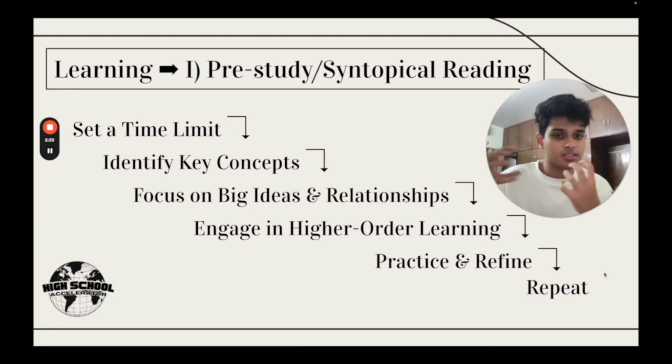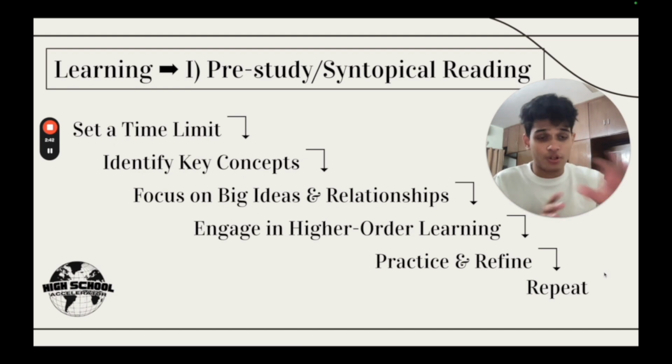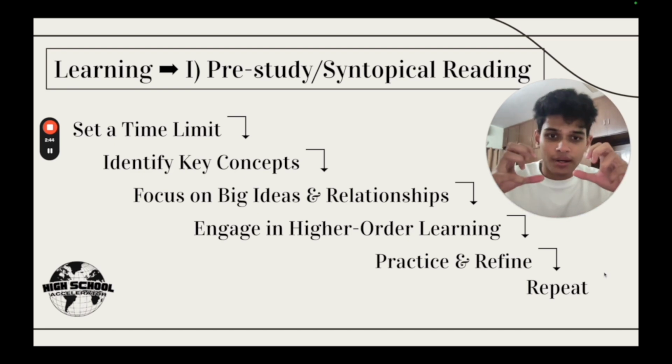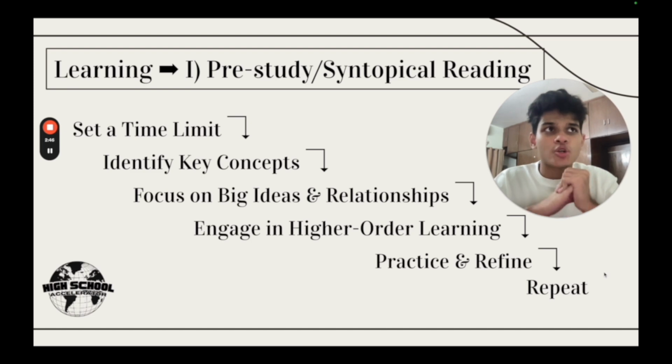And you want to focus on these big ideas and relations, because the more you focus on these, the more you engage in higher order of learning, which I'll talk more about later because it's backed by research. But higher order of learning is basically critically thinking about something, not taking things at surface value.